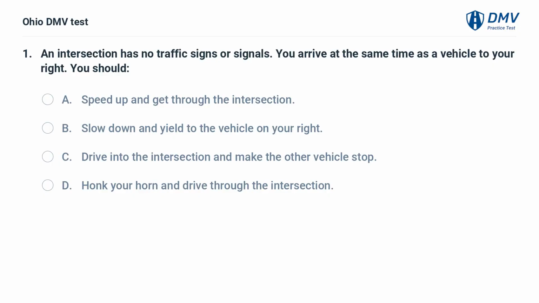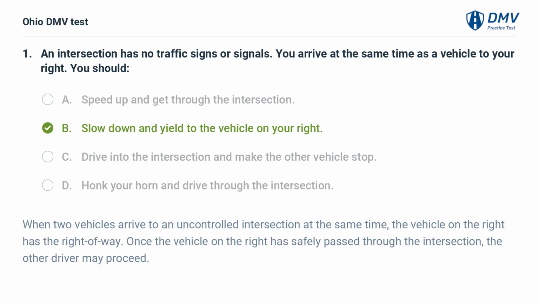An intersection has no traffic signs or signals. You arrive at the same time as a vehicle to your right. You should A. Speed up and get through the intersection. B. Slow down and yield to the vehicle on your right. C. Drive into the intersection and make the other vehicle stop. D. Honk your horn and drive through the intersection.